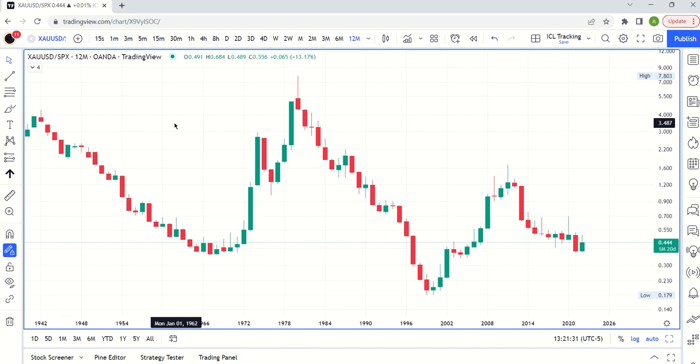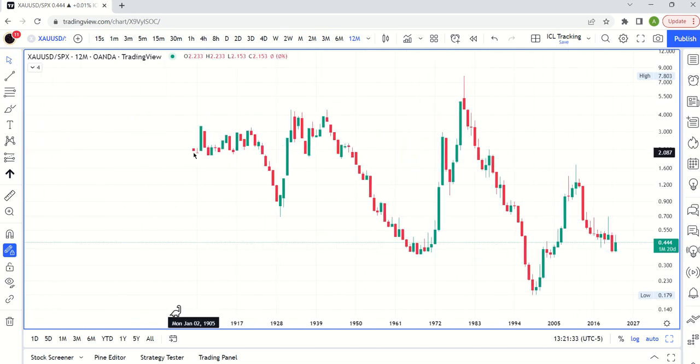I mean, look at this chart. The first data point here is from 1905. So this has the panic of 1907 in it, right? This is the panic of 1907, because gold massively outperformed the S&P that year.